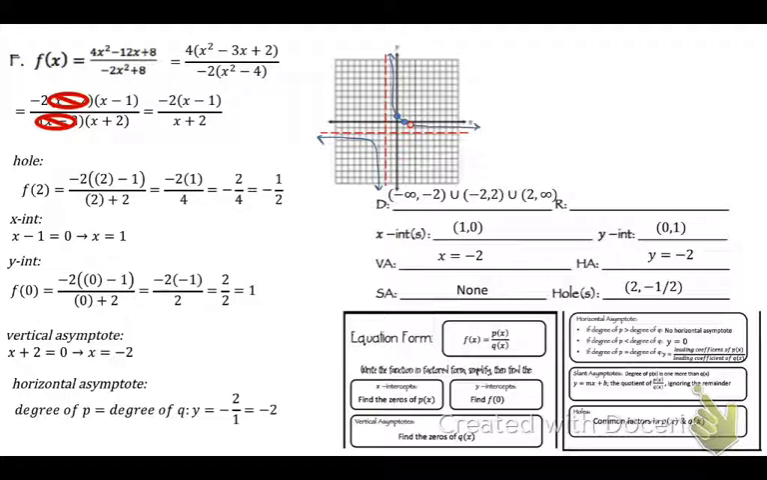My domain is -infinity to -2, -2 to 2, 2 to infinity. Range, -infinity to -2, -2 to -1/2, -1/2 to infinity.